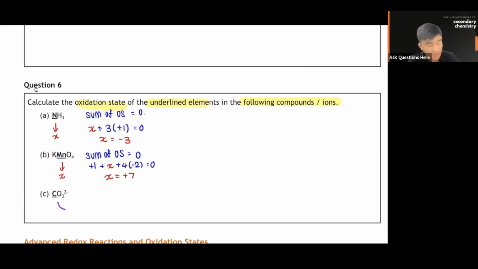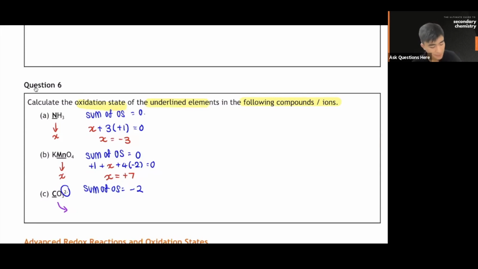Now, CO3 2- is one that some students may not be able to visualize at first glance. But of course, with sufficient practice, if you expose yourself to the correct materials and resources and do questions diligently, you will be able to get the answers very quickly and correctly. So this one, I'm going to apply that the sum of oxidation states will be equal to its ionic charge. So the sum of oxidation states will be equals to what? -2. Agree with me? Because the charge is 2-, the sum of oxidation states is -2.